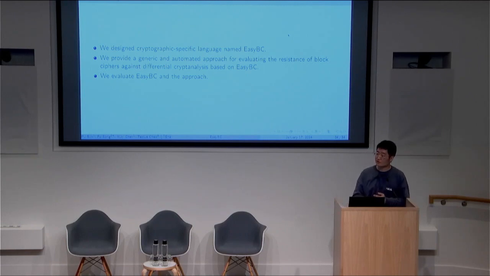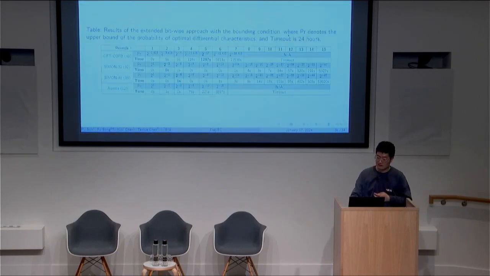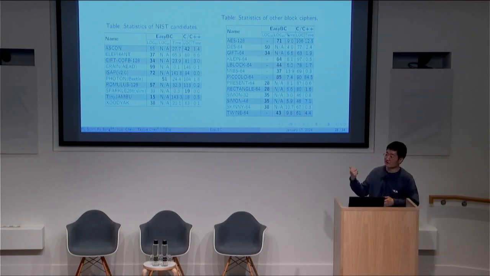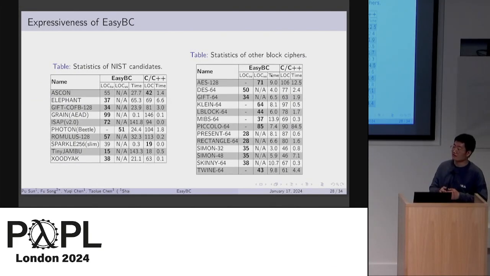You mean how to compare EasyBC with the other one? Jasmin is another language to implement cryptography. How does EasyBC compare to Jasmin? And second question, what is the target? What kind of code do you generate? Do you generate C implementations or assembly implementations?